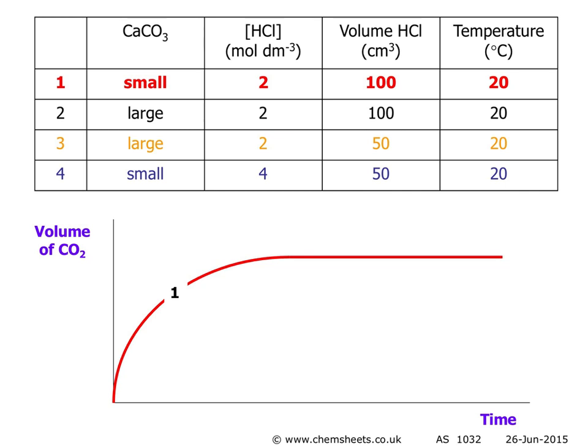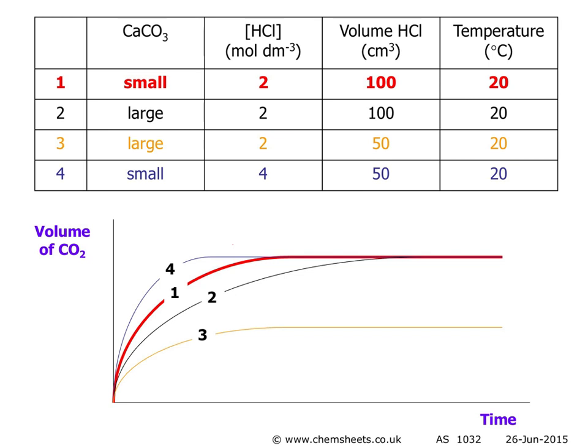So the answers are shown on the following slide. So just pause the video and have a look at your 4 curves, think about them, and then I'll talk you through them. So curve 2, comparing curve 2 to curve 1, hope you appreciate that the fact we have larger pieces of calcium carbonate means that the initial rate of reaction will be slower, but because all the other factors are constant, we'll end up with the same volume of gas produced and therefore the same endpoint.